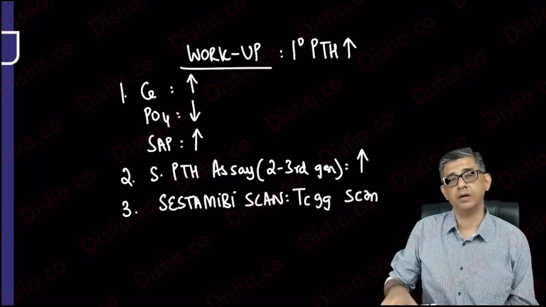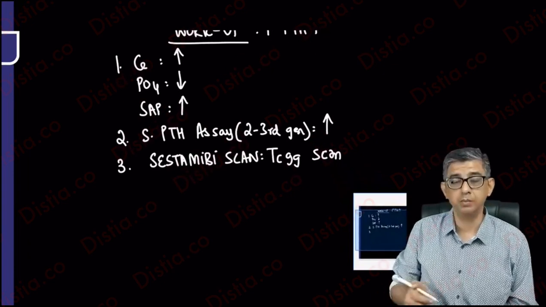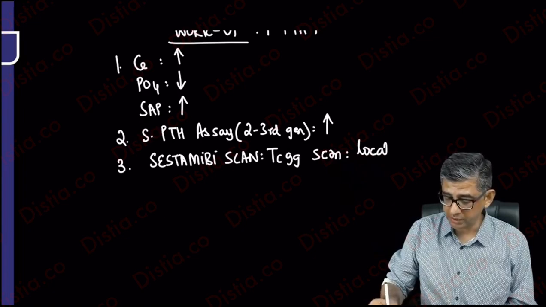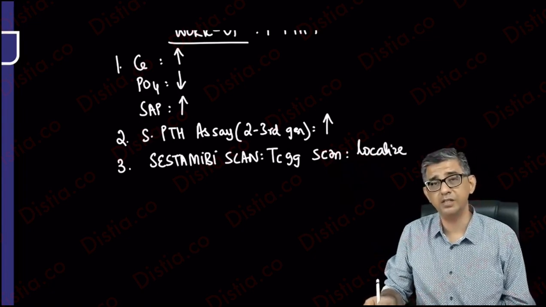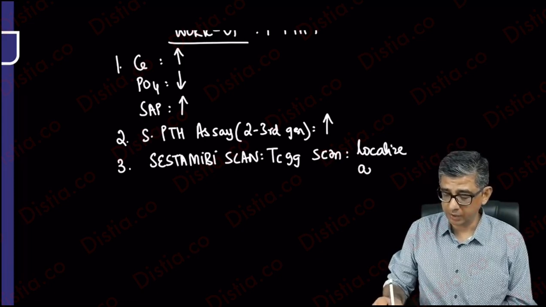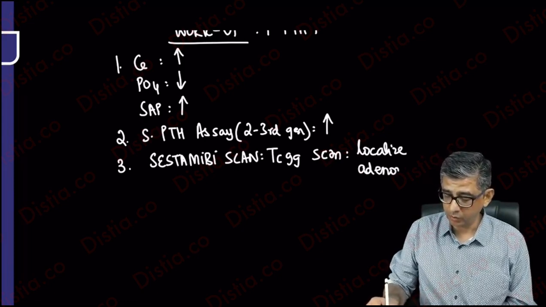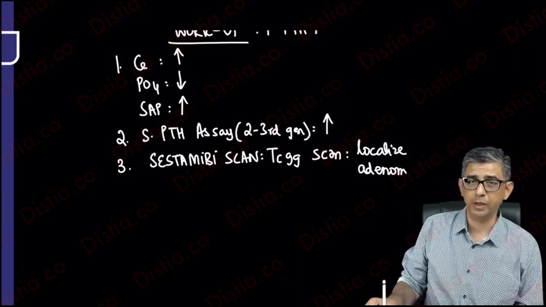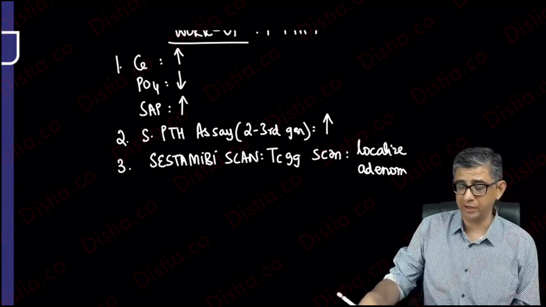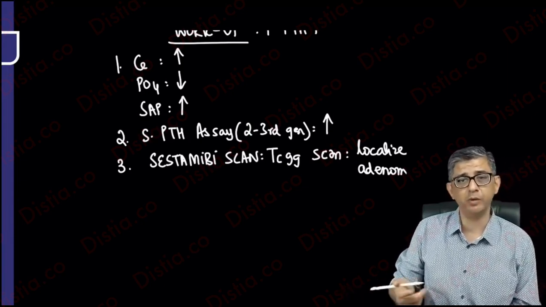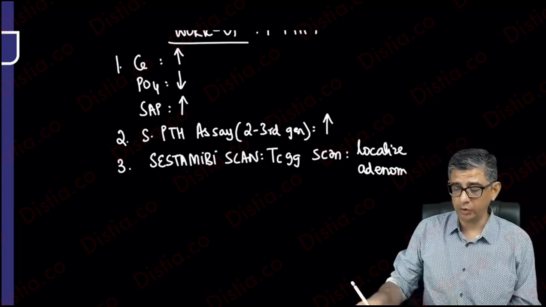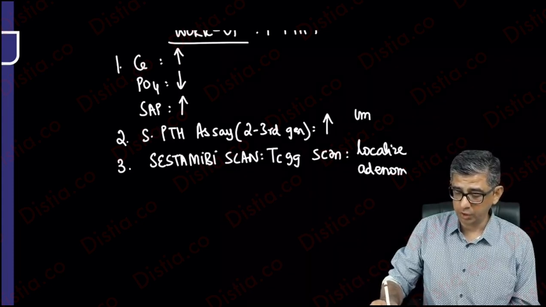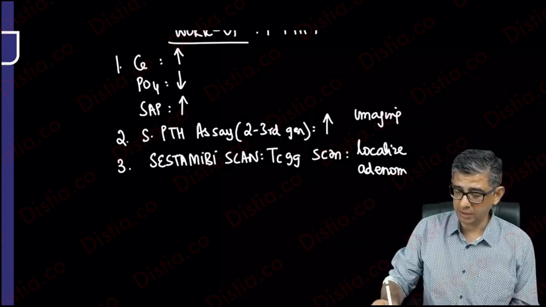Please remember that a technetium-99 scan, or sestamibi scan, is an imaging modality to localize a parathyroid adenoma. Do not call this the best way for diagnosis, because for diagnosis you need multiple things. Apart from the clinical profile, you need elevated PTH in the calcium-phosphate profile. But to localize the adenoma, the imaging modality that you shall be using is a sestamibi scan.